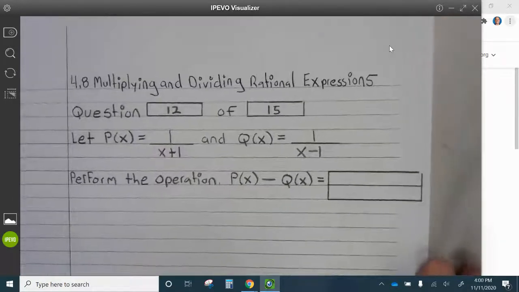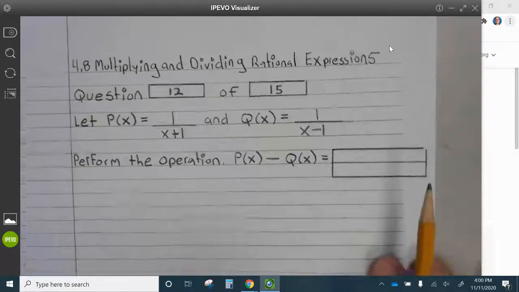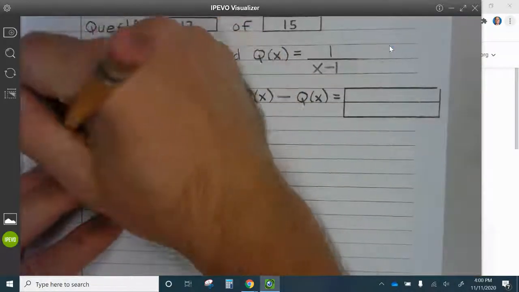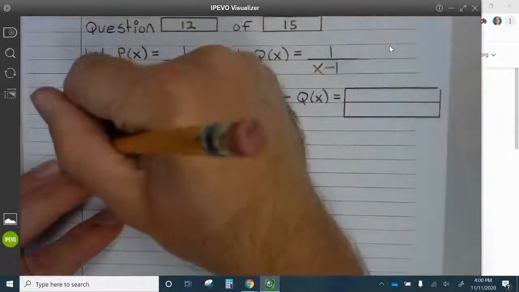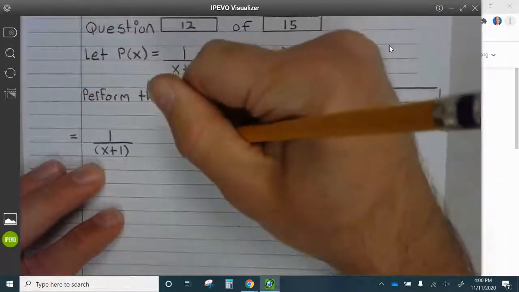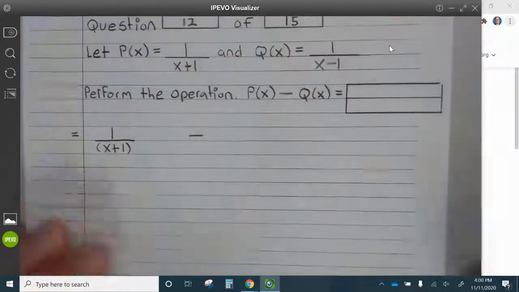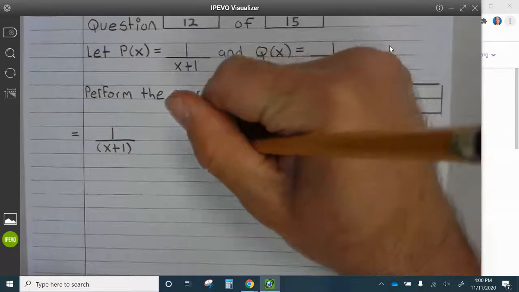All right. Question 12 of 15. Let p of x equal 1 divided by x plus 1 and q of x equal 1 divided by x minus 1. Perform the operation p of x minus q of x. So we have 1 divided by x plus 1, in parentheses, minus 1 divided by x minus 1.